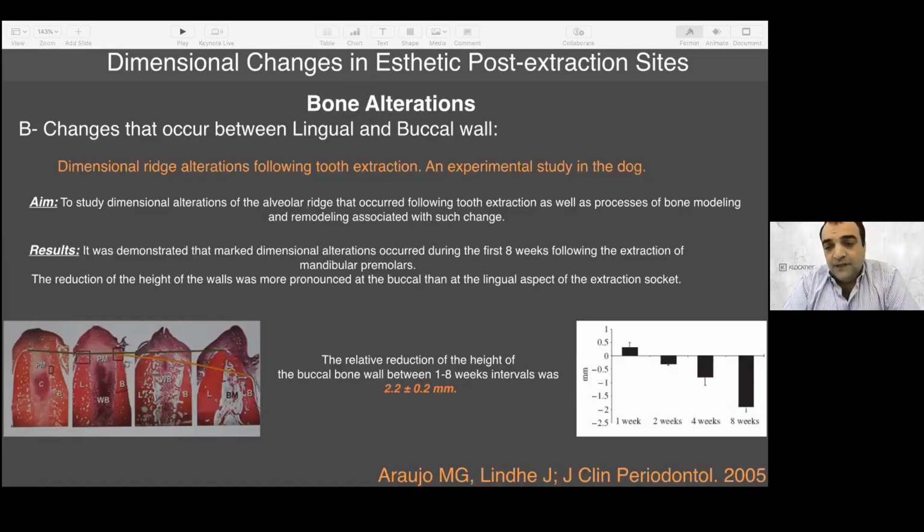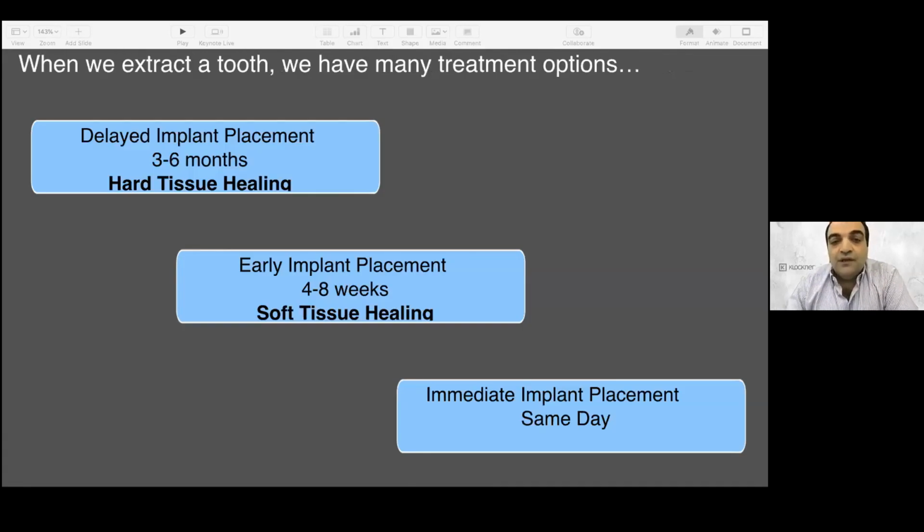Araujo in 2005 also showed us that if we leave a socket to heal spontaneously, we will witness a buccal bone resorption of about 2.2 millimeters after 8 weeks. And this is very important to know before any treatment we are going to perform.